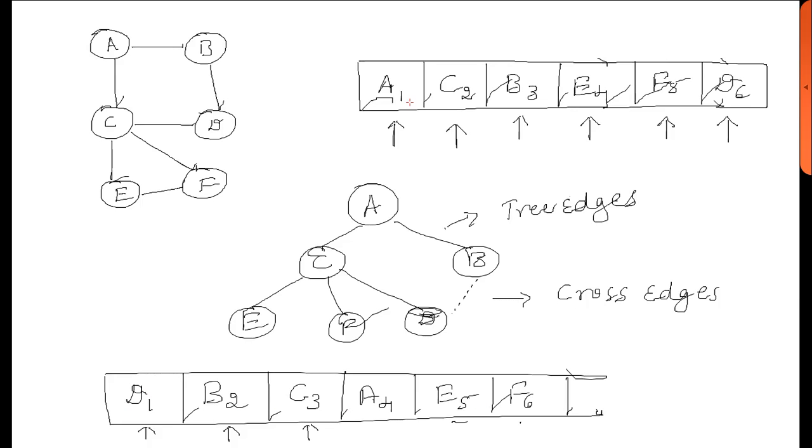So earlier I had A, C, B, E, F and D. So whichever way you want you can solve it. Normally just like DFS algorithm, any undirected graph can have multiple solutions if you traverse it using BFS traversal.